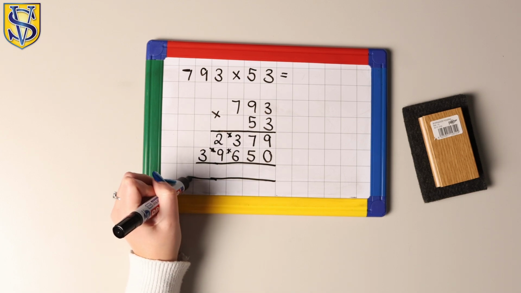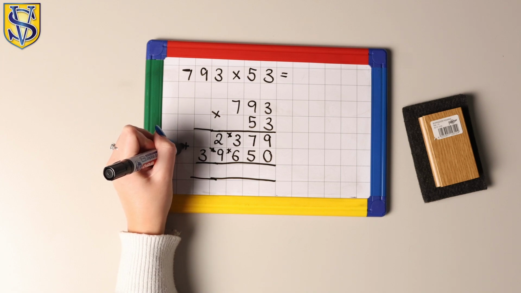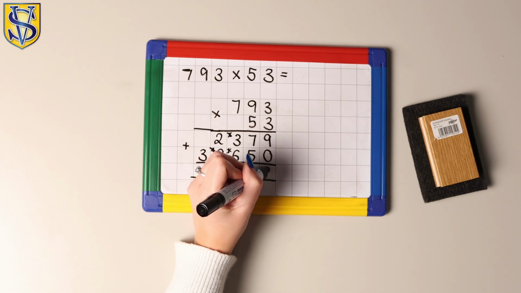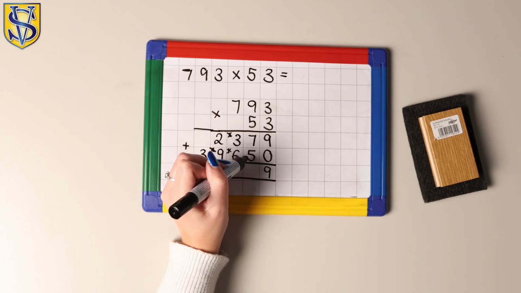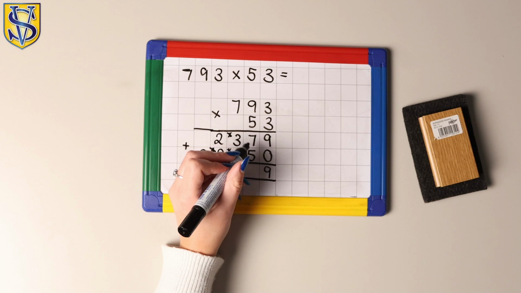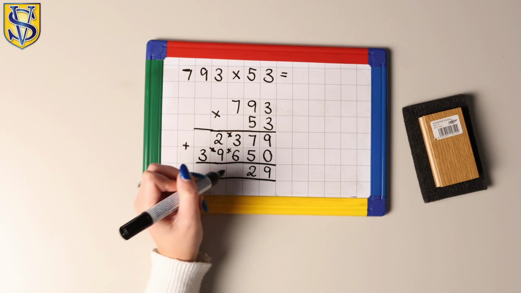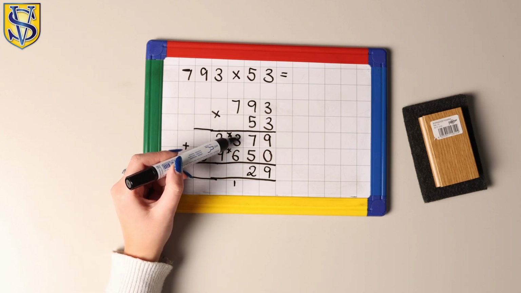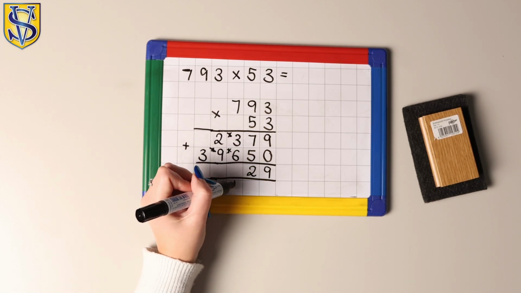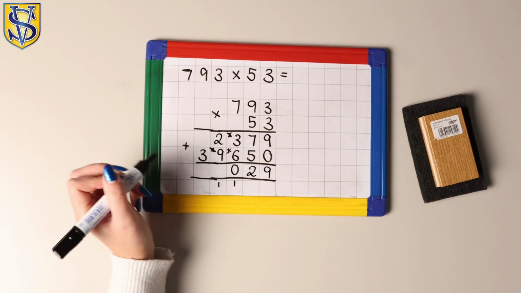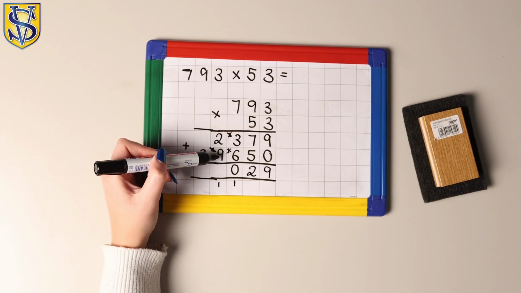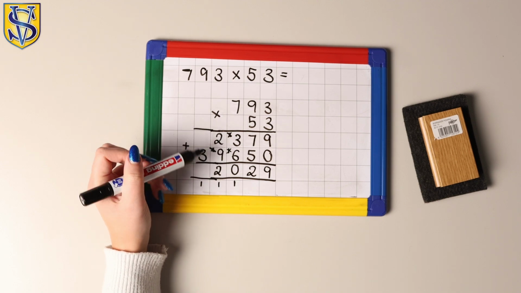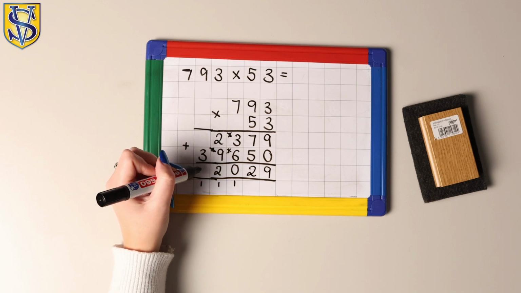And now you need to add up your 2 answers to find the final answer. So 9 add 0 is 9, 7 add 5 is going to be 12, and I'm just going to carry the 1 underneath this time to stop any confusion. 3 add 6 is 9, add 1 is 10, carry the 1. 2 add 9 is 11, add 1 is 12, carry the 1 again. And 3 add 1 is 4.